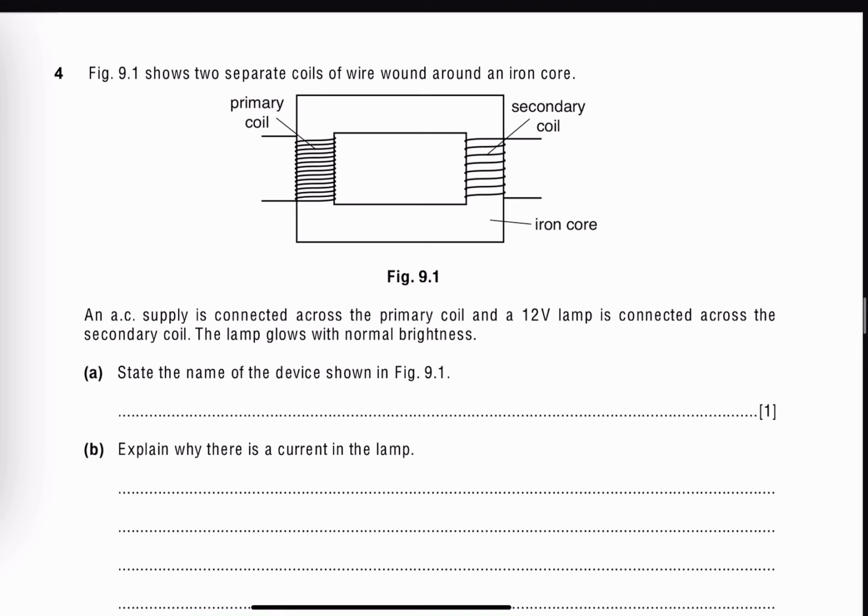Question number 4. The figure shows two separate coils of wire wound around an iron core, and an AC supply is connected across the primary coil. A 12-watt lamp is connected across the secondary coil. The lamp glows with normal brightness. State the name of the device shown. So it's a transformer.